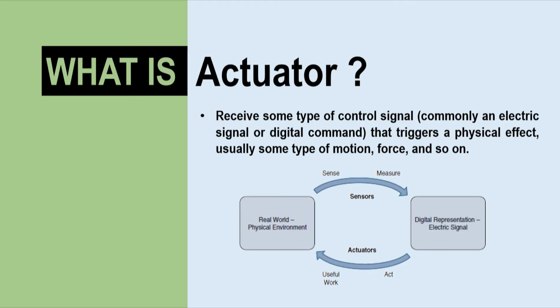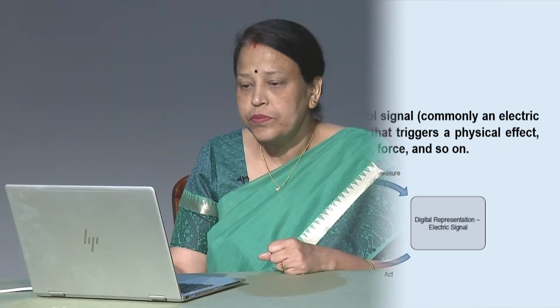From the diagram you can see this is your real world or the physical environment. The sensors sense the data from the physical environment and convert it into a digital signal. Actuators, on the other hand, receive that digital signal and again affect the physical environment, the physical device, for motion or other actions of the physical device and so on.